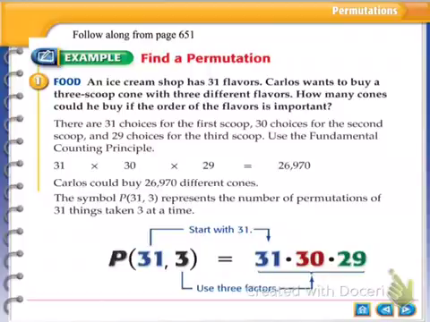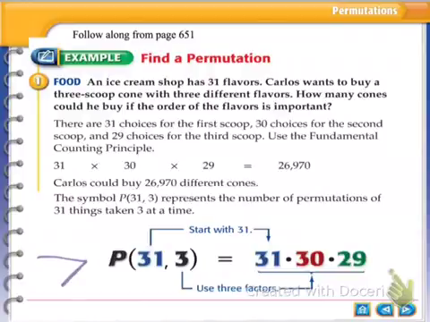Okay, so if there's 31 choices, then for the first scoop, he's going to have 31 choices. For the second scoop, he doesn't want that flavor, say it was vanilla that he chose first, so now he only has 30 choices. If he chose strawberry for the second one, then he doesn't want vanilla or strawberry for the third one, so now he's got 29 choices. So 31 times 30 times 29 gives us 26,970 different cones that Carlos could buy.